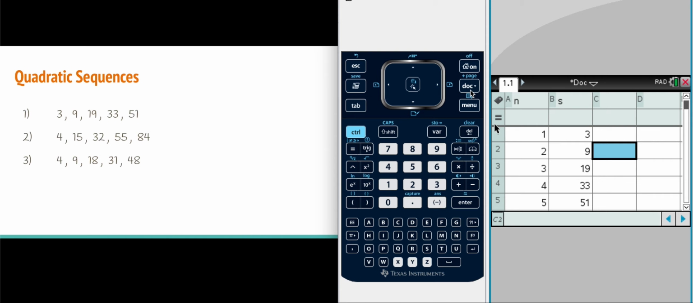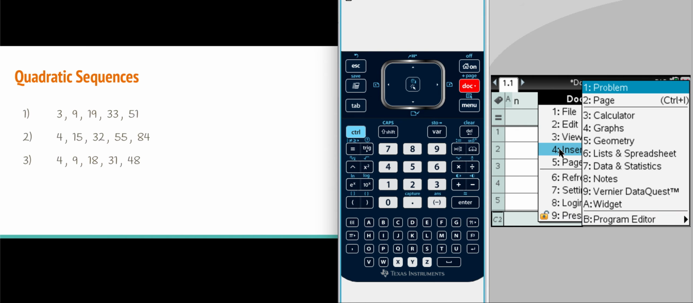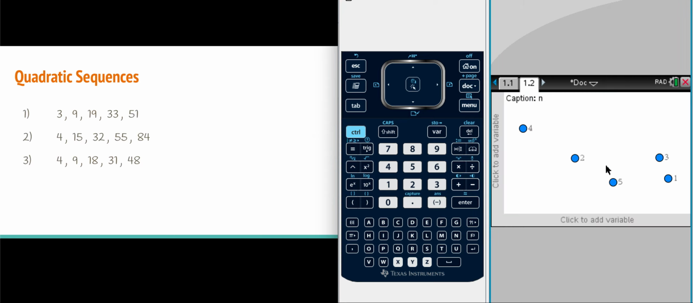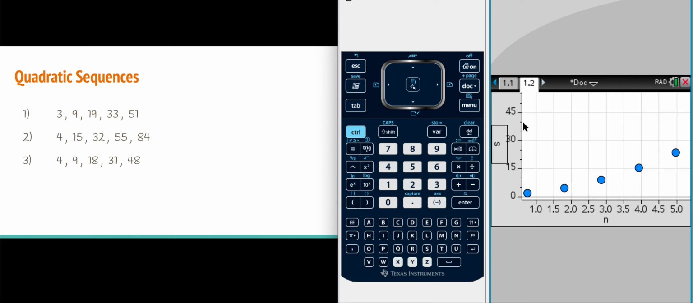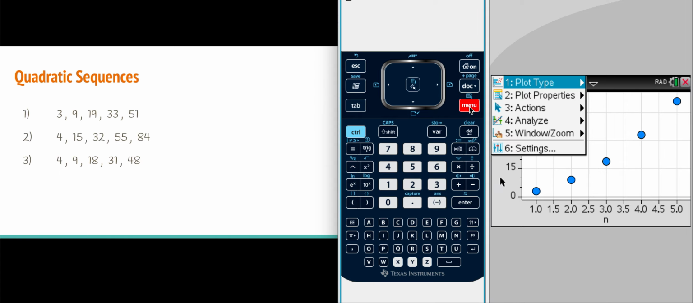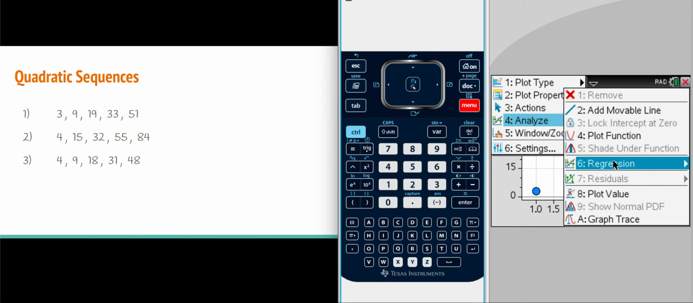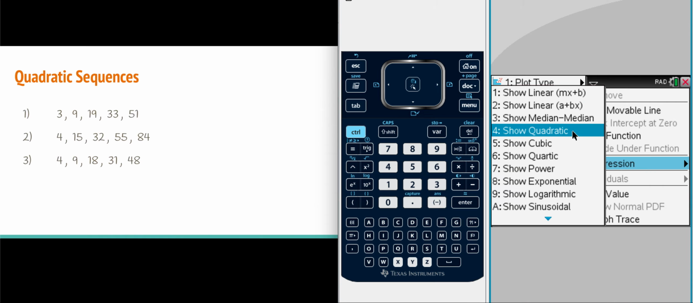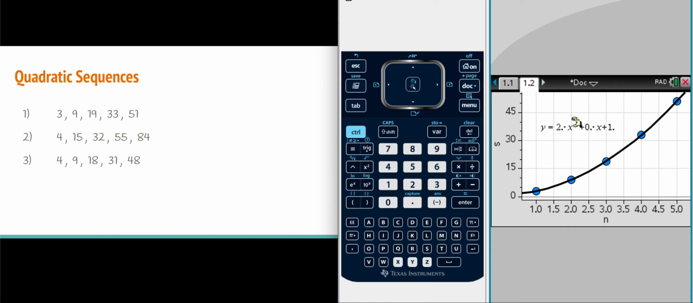So I'm then going to do Document, Insert, Data and Statistics, and then I need to select my variable, which is n and s, and again we can see that curved shape of the quadratic, and then we do menu, analyze, regression, and we want to show a quadratic regression, and then that's my final answer. So for the first one here, the rule is going to be 2x squared, which I should write as n squared, plus 0x, which I'm going to write as n, plus 1.